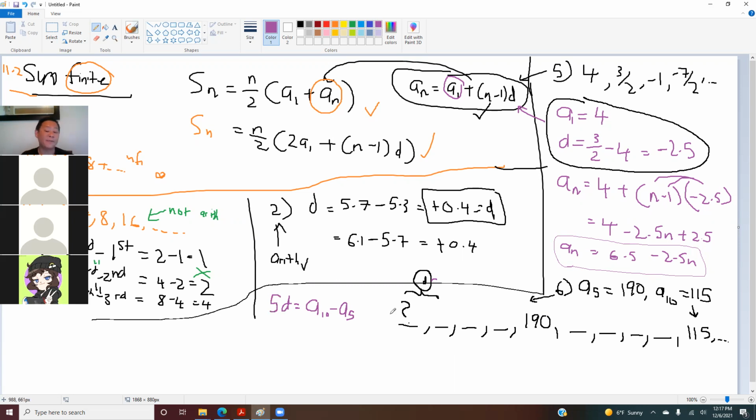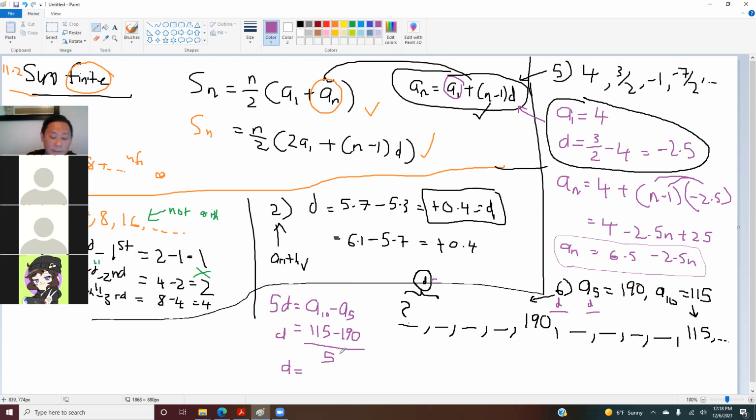The reason why this is a 5D is because from here to here is one difference. From here to here is another difference. So you got 5 of this difference. So that's why it's 5D. So as what Damon says, you have to subtract this. So it's 115 minus 190. And then you have to divide this by 5. So this is how you find the difference.